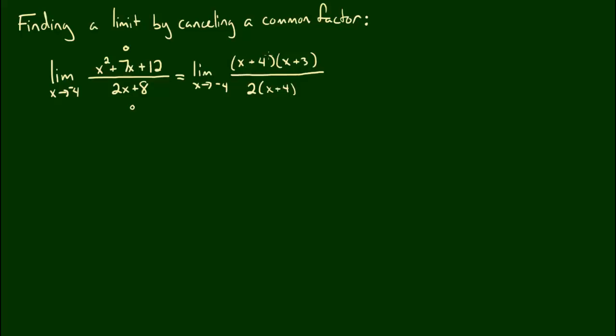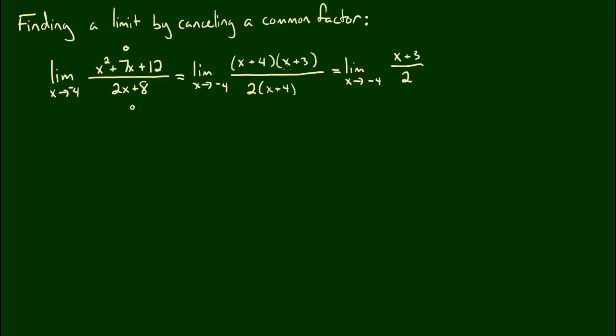So we factored everything out, and we see there's this common factor of x plus 4 on the top and bottom. What we're going to do is consider a different function, the function that looks exactly like this one, except we have removed the x plus 4s. And so we have the x plus 3 all over 2. So we've removed the x plus 4s by considering a different function.